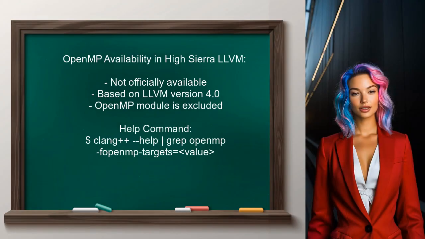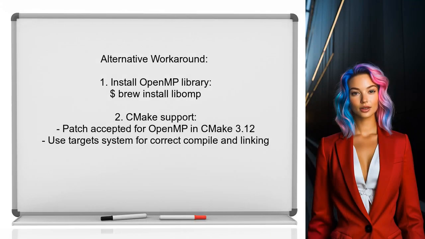According to a user, OpenMP is not officially available in the default LLVM provided by Apple in High Sierra. The Apple LLVM is based on version 4.0, but it does not include the OpenMP module. Interestingly, there is an OpenMP option visible in the help command, but it doesn't actually support OpenMP. The user notes that adding OpenMP would greatly benefit scientific researchers. However, there is a workaround.